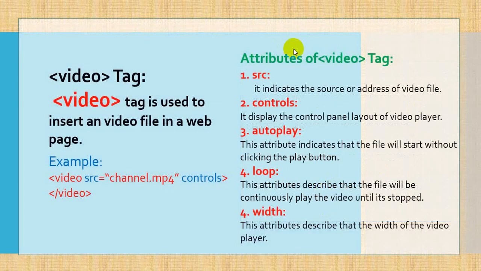Like we have seen SRC, where inside SRC we have to add the address or path of the video file which we want to insert, and controls is an attribute of the video tag which is used to display the controls like play, pause and volume controllers. Also autoplay, we have seen, if you use the autoplay attribute, your video will automatically play. Okay, then we have seen the loop attribute.